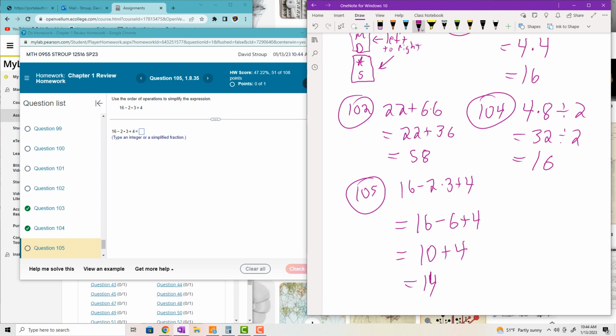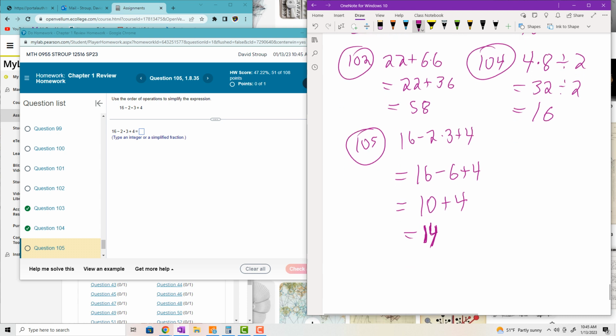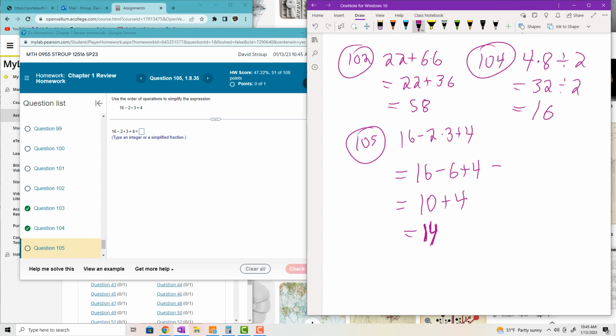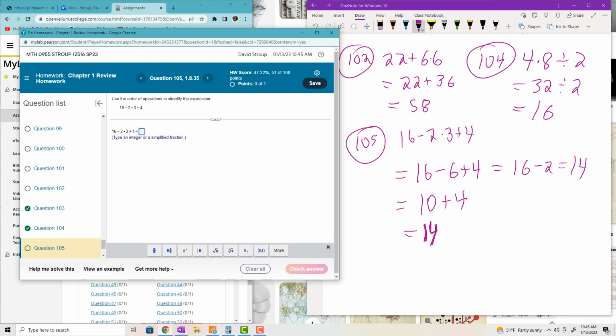Honestly, it won't make a difference with regards to addition and subtraction. The big issue is when you have multiplication and division. You can do it either way here, right? You can say, well, this is the same as 16 minus 2, which is the same as 14. So it's mainly the multiplication and division, I believe, that is the issue. Okay.